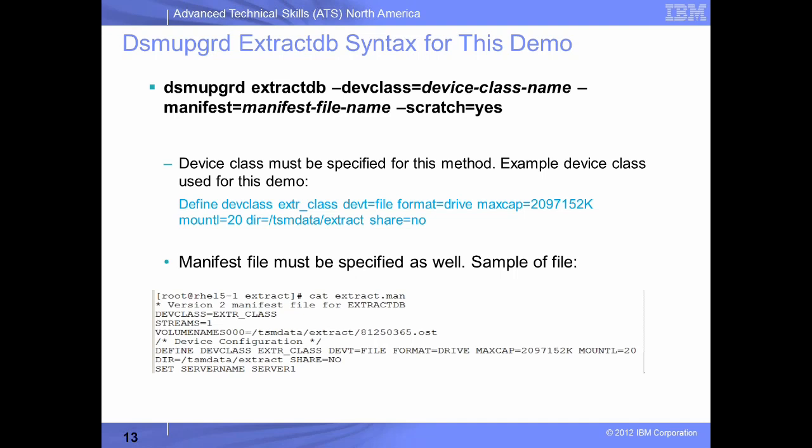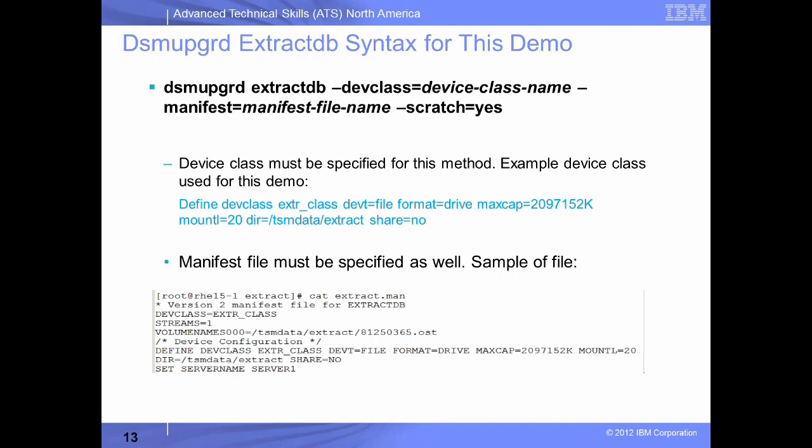So one of the steps that you have to do if you're going to use this method is you have to define a device class on your version 5.5 system. That device class is the class that's going to be used to extract the metadata, write it to device type file, and in this case I defined a device class called extr_class. It had a maximum capacity of the volumes of 2 gigabytes in size, and I specified a location where those files were to be written. So they're all going to be placed in /tsmdata/extract.